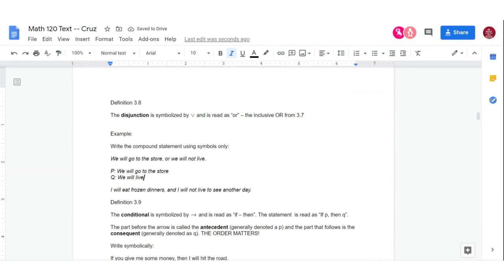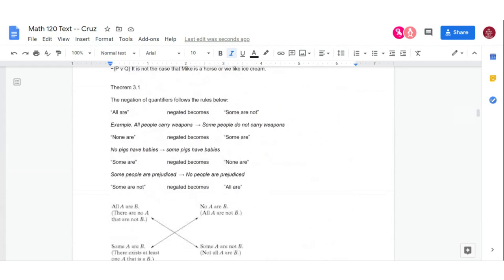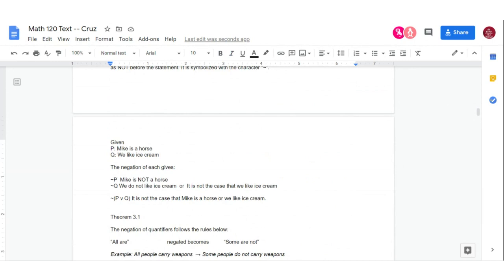Now, I'm trying to illustrate an important point here. When we negate something, and I probably should have told you this up here, let me go back up here and do this. Back talking about negation. Because when I show you why I just did what I did, I want you to understand why.